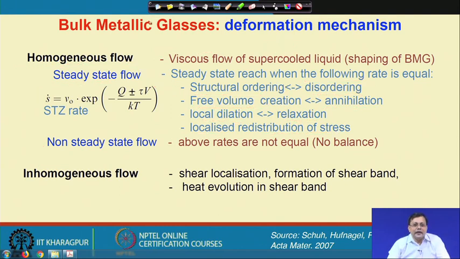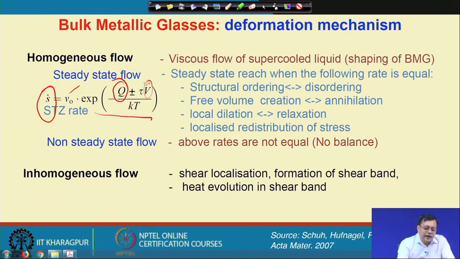So, we can mathematically express such a steady state flow in terms of a shear transformation zone rate, S dot, which is nu, some sort of frequency, times an exponential Arrhenius type of term. Here Q is basically the activation energy, and you can see here I wrote the activation volume and some stress with a plus minus sign. What I want to say is that the required activation volume could be modified by application of the stress. Modified means it could increase or decrease.